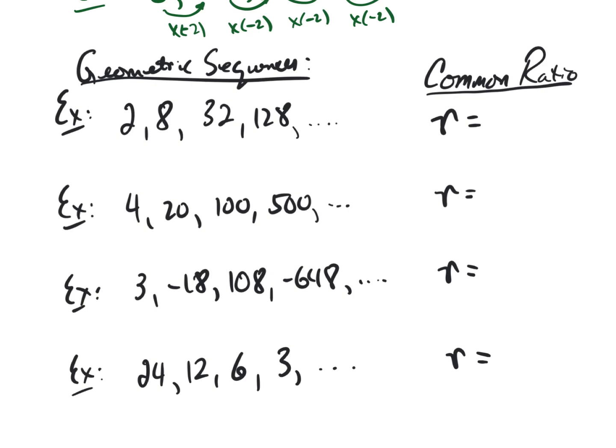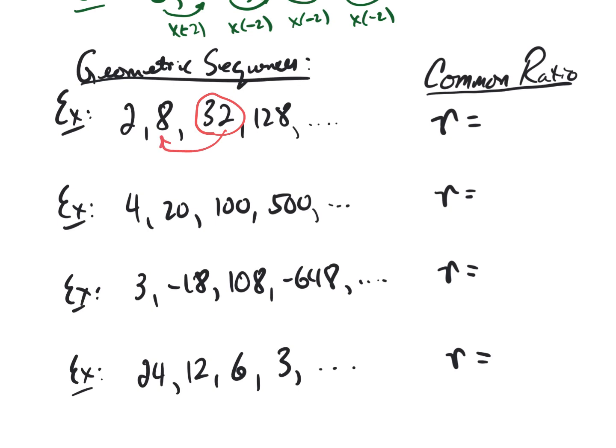Now to find that common ratio, to find that multiplying number, sometimes it's a little bit easier, sometimes it's a little bit harder, but in general, here's what you do. You take any of the terms in the sequence. As an example, in this first one, we take any one of the numbers and we divide by the number that comes before it.